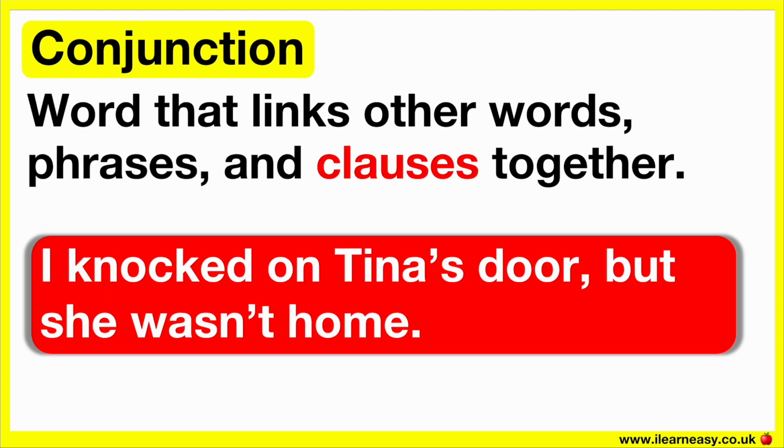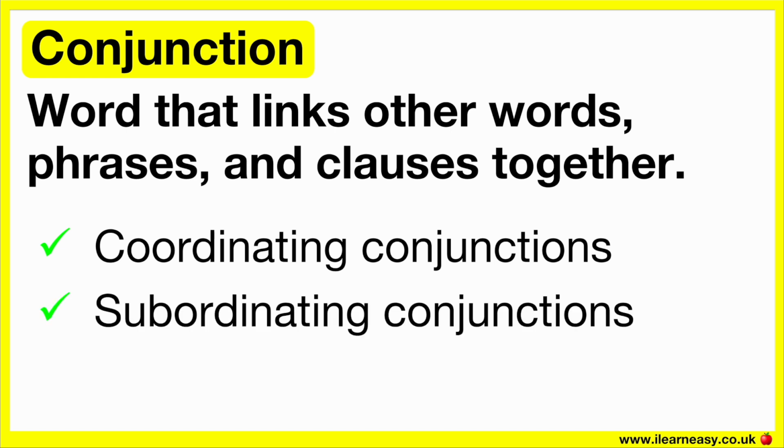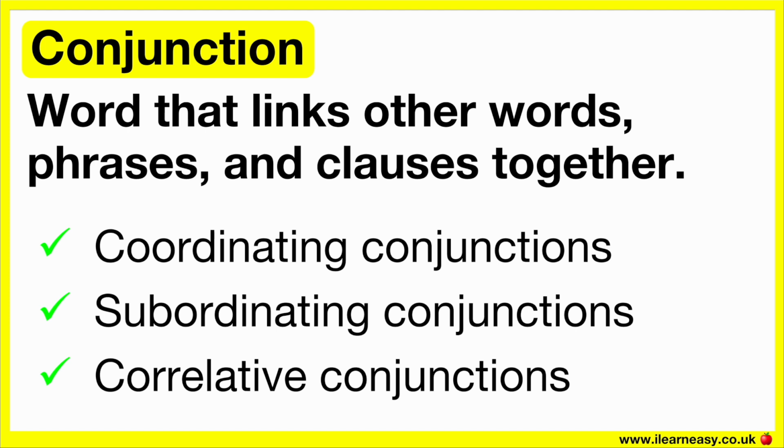An example of a conjunction linking clauses is I knocked on Tina's door, but she wasn't home. The conjunction in this sentence is but. It links the clauses I knocked on Tina's door and she wasn't home. There are 3 types of conjunctions: coordinating conjunctions, subordinating conjunctions, and correlative conjunctions. Each type of conjunction is used differently.